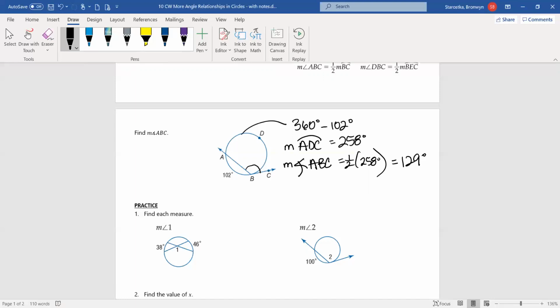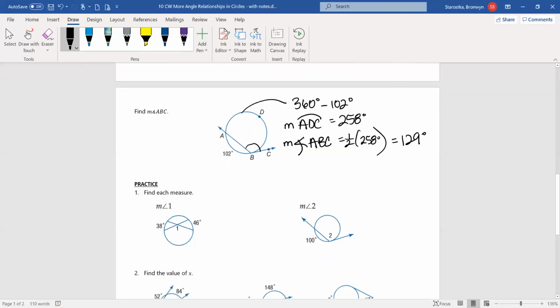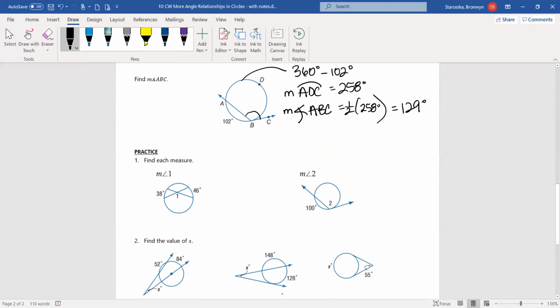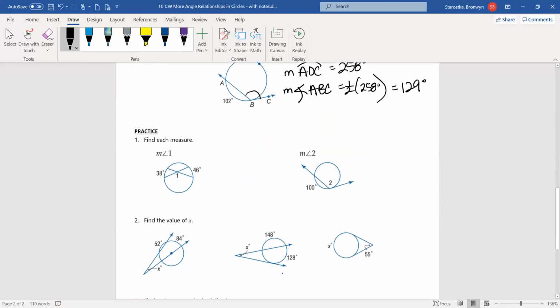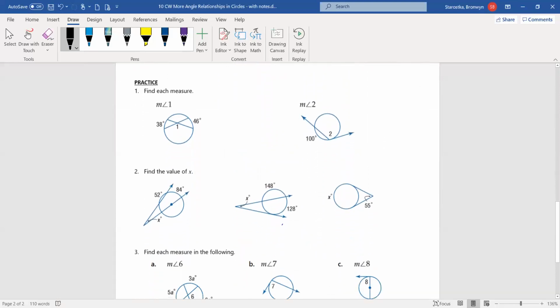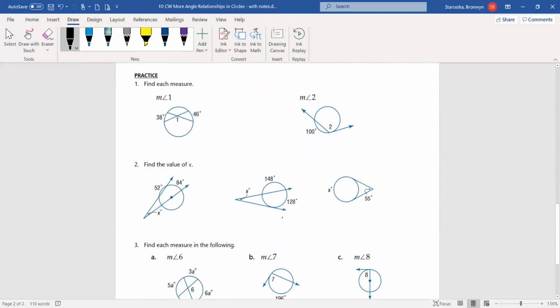So that's it. We are going to practice today's classwork and homework. To your relief, it will be much less challenging than yesterday's and the day before's homework. So here we go. What do we have?